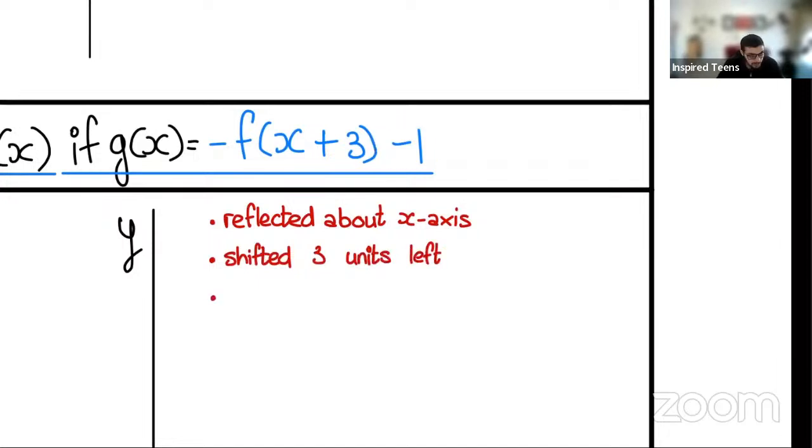Let's look at the final one. Minus 1 outside of the bracket, change to y. Because we're minusing, we move down. So shifted 1 unit down. Okay, so we've identified the 3 changes that were made to this particular graph.